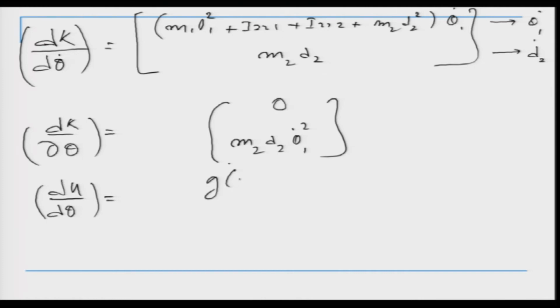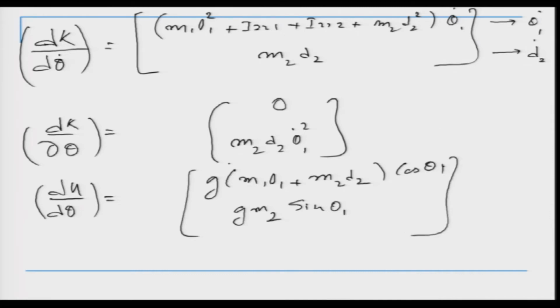What we are going to get is m1 L1 plus m2 d2 into cos theta. Sin theta becomes cos theta 1, and the second term is going to become g m2 sin of theta 1. So, we get two terms here. First I differentiated with respect to theta 1, then I differentiated with respect to d. Then here also we differentiated with respect to theta 1 dot, and then we differentiated with respect to theta 2 dot.